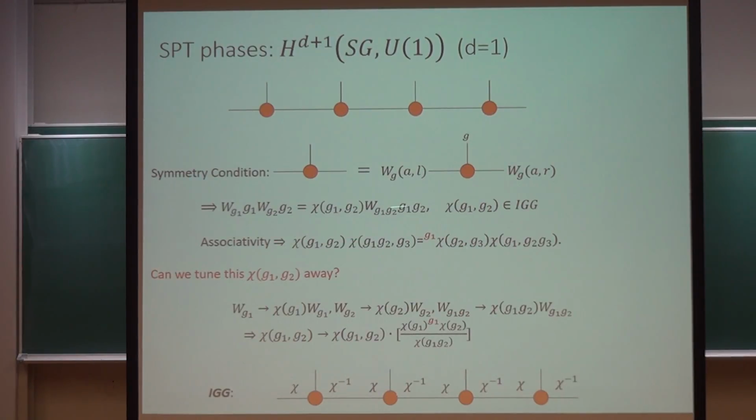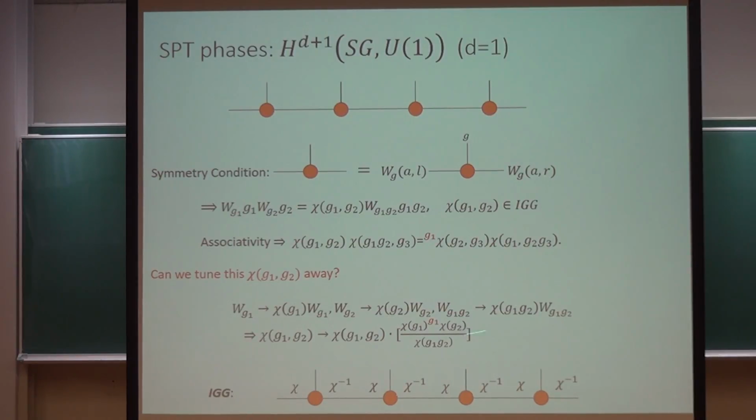So chi has to satisfy this consistency condition. But then you can ask yourself, can we tune this away? Can we do some gauge transformation or some trick to make this chi be identity? For example, for the group element G1, there's a W_G1. But it's perfectly fine to redefine W_G1 by multiplying it with a chi, and that serves equally well as W_G1. So W_G1 has this ambiguity, and similarly other W_G's also have ambiguity.